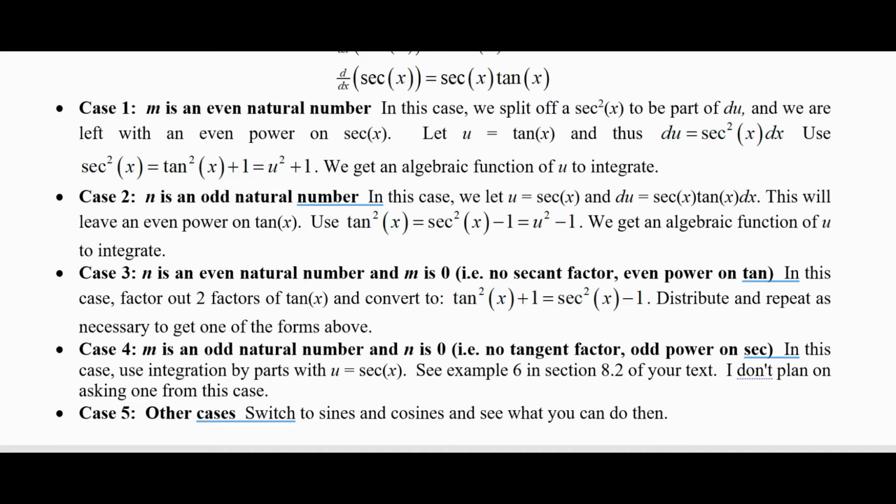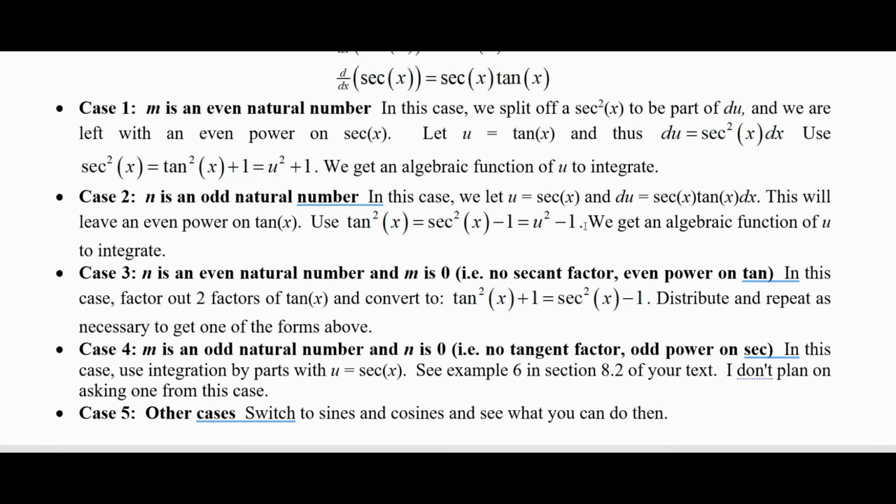Case 2 is n is an odd number, that is, we have an odd power on the tangents. We split off one of the tangents with the secant to be the du, and that will work if we let u be secant of x, then du is secant of x tangent of x dx, and this will leave an even power on tangent of x. We use tangent square of x is secant square of x minus 1, or in other words, it's u squared minus 1. And again, this will give us an algebraic function.